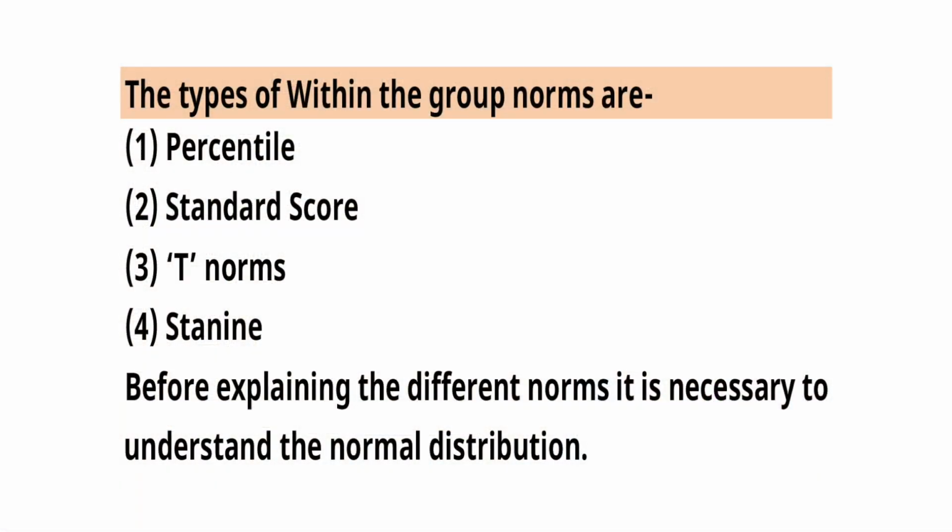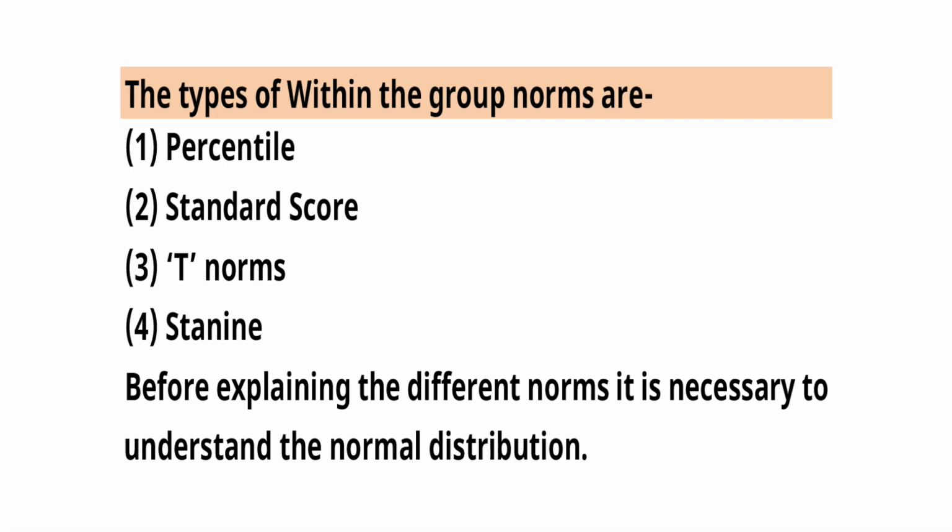Now these are of various types. The types of within the group norms are: number one, percentile, standard score, T norm, stanine, and there is sten, so many. So I am mainly telling you about the four prominent ones used: percentile, standard scores, T norms, stanine, and these norms are provided in your manuals by the test constructor.